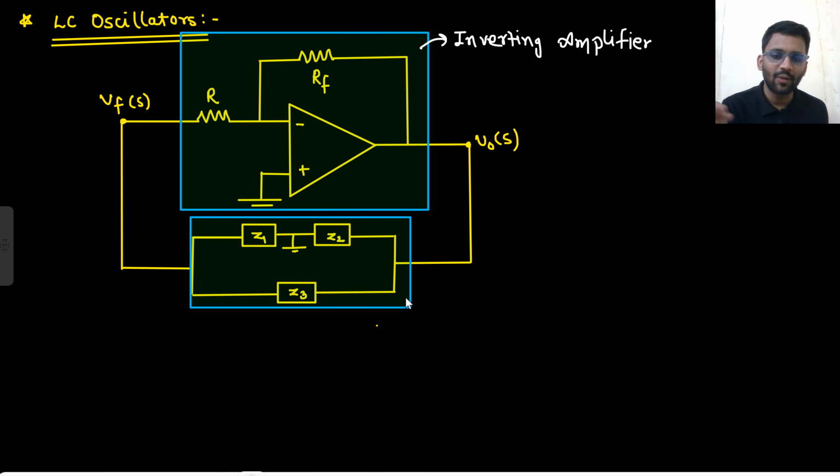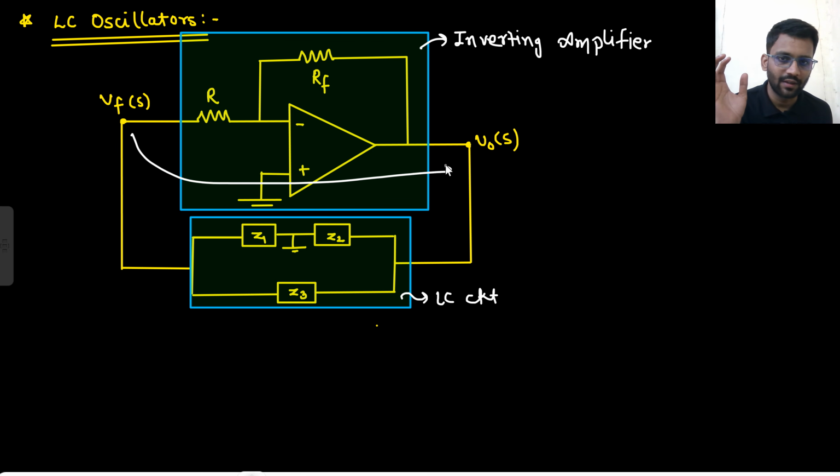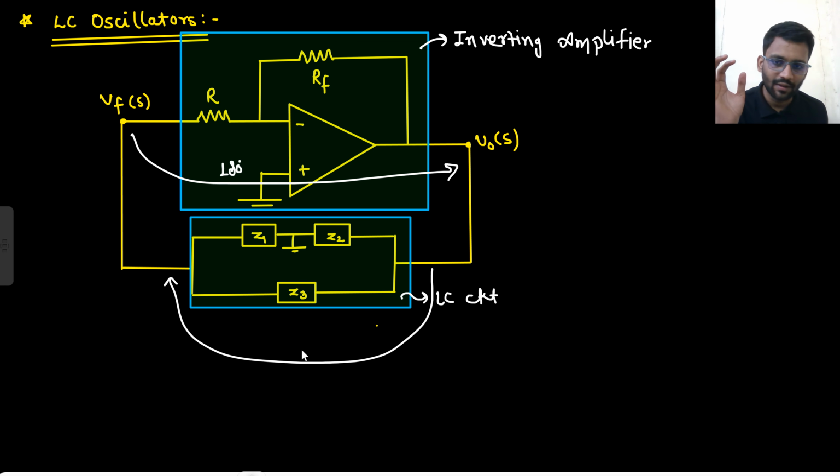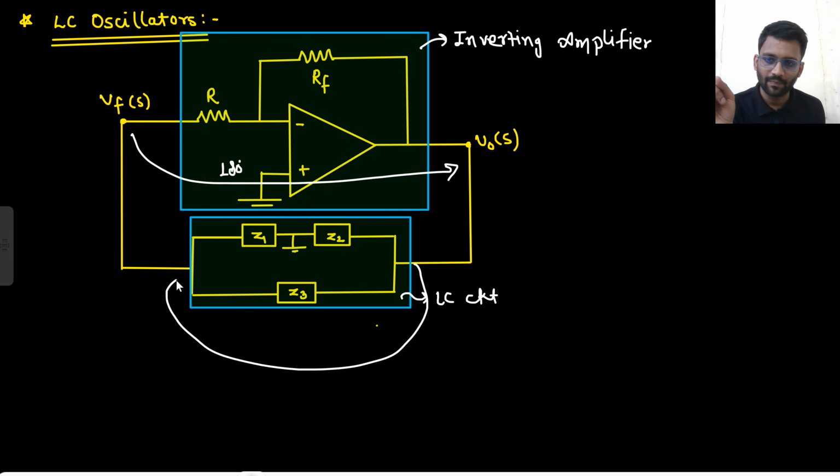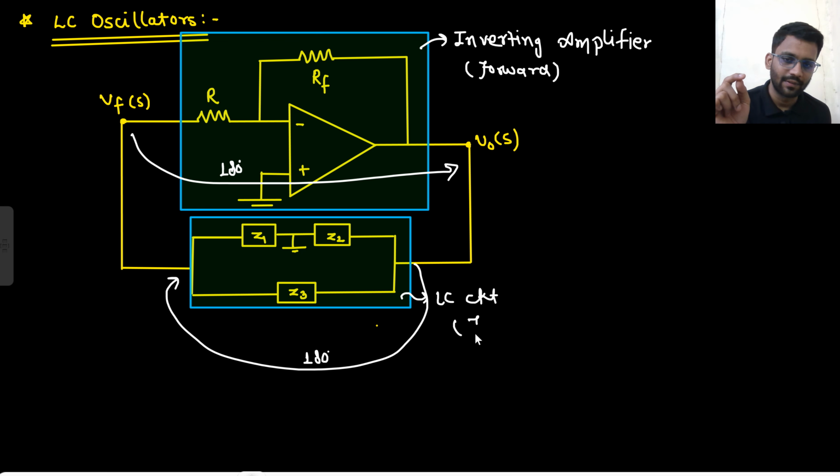So from inverting amplifier, how much phase shift are you getting? From inverting amplifier, you are getting 180 degree phase shift from here to here, right? So how much do you need from here to here? Another 180 degree, right? This is the forward path, this is the feedback path. So from here to here, you need another 180 degree.